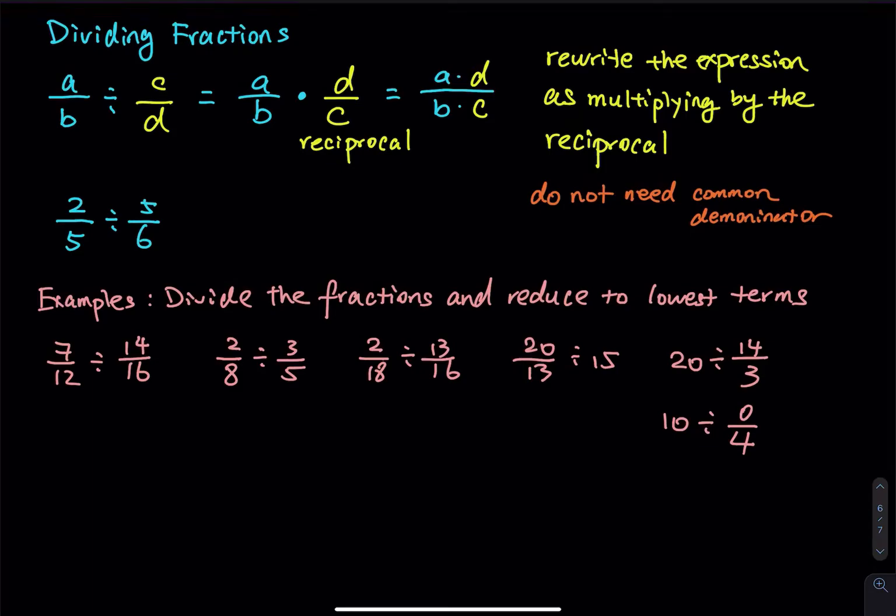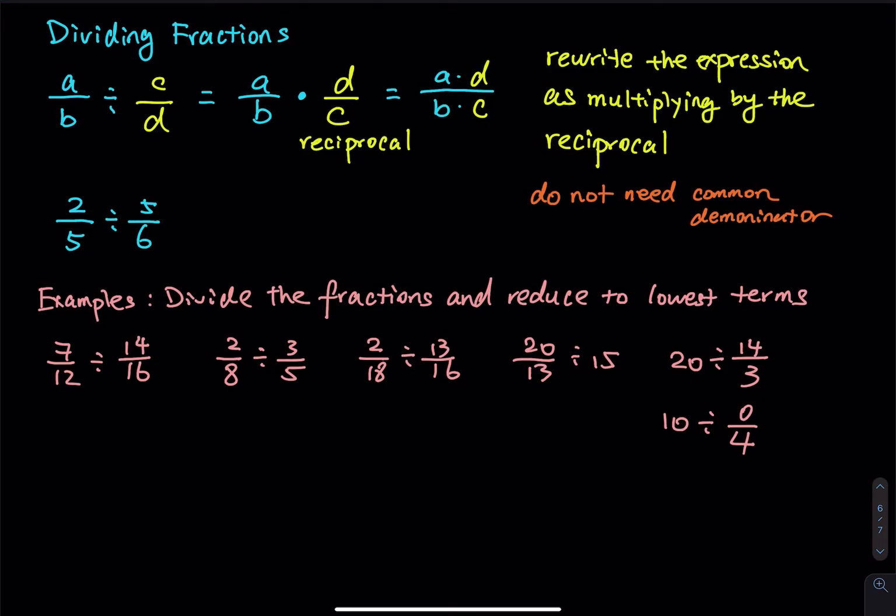When you divide two fractions, you have to take the first fraction and multiply by the reciprocal of the second fraction. So in general, we have a over b divided by c over d. That is the same thing as taking a over b times the reciprocal of c over d. What is reciprocal? Reciprocal means you swap the position of the top and bottom.